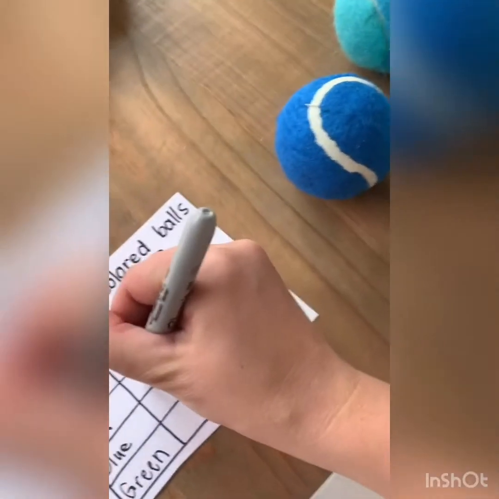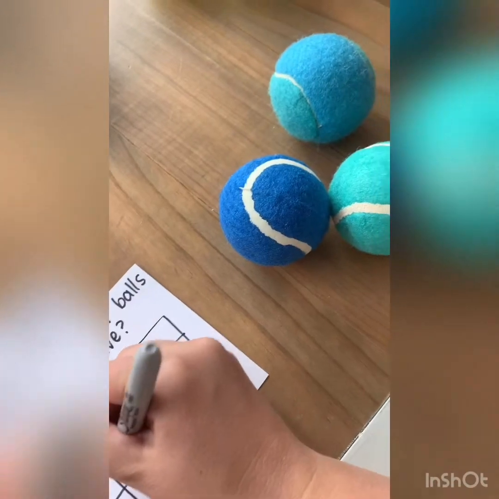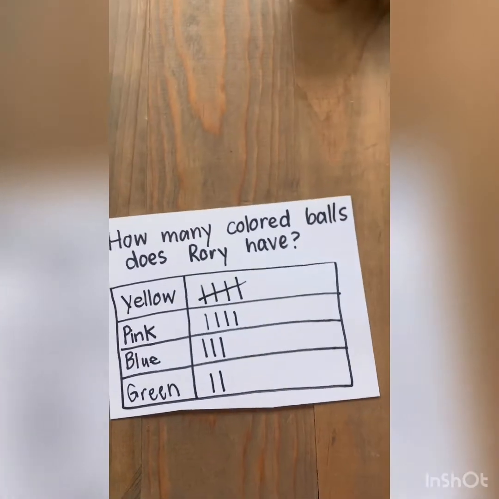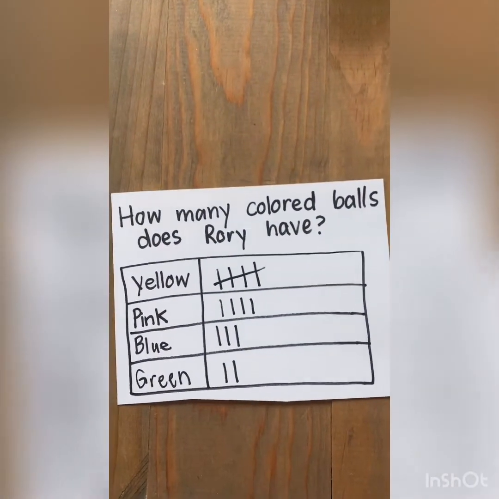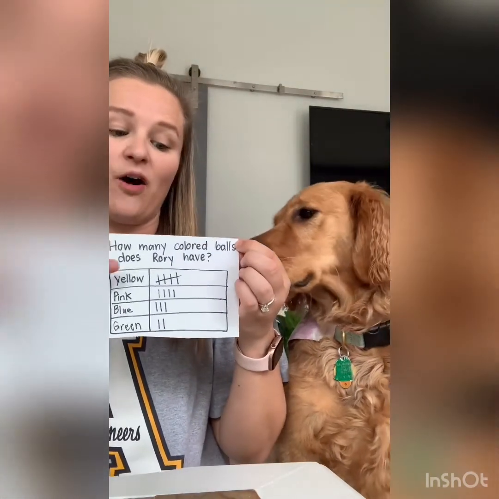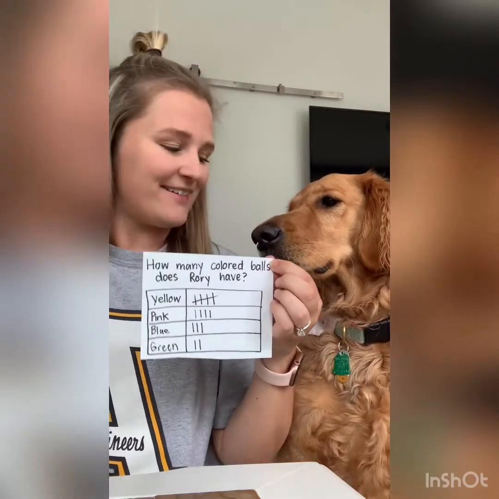I have 4 pink balls. 1, 2, 3, 4. 3 blue balls. 1, 2, 3. And 2 green balls. 1, 2. So now our chart is all finished. All right, now we have our chart finished, and now we know how many colored balls Rory has.